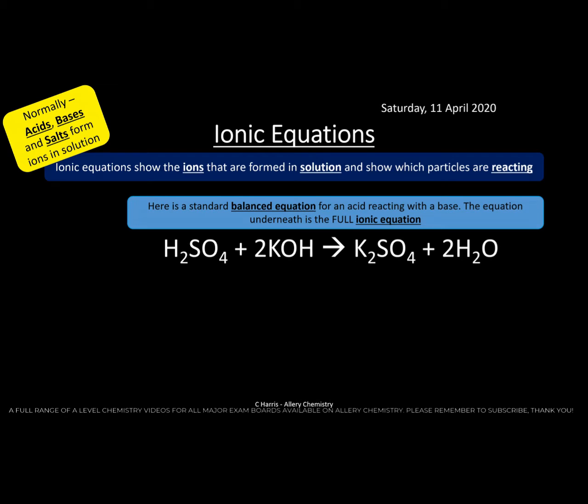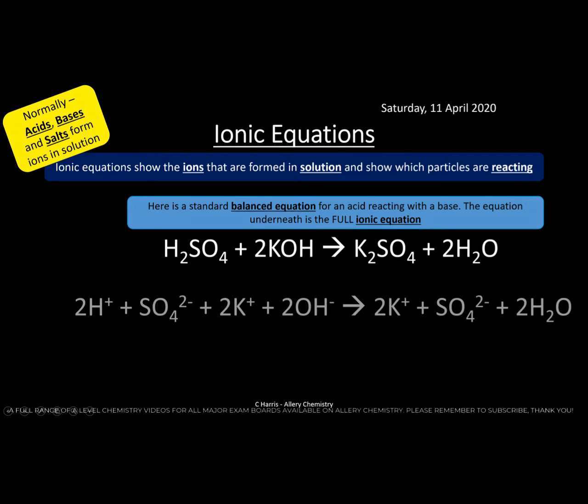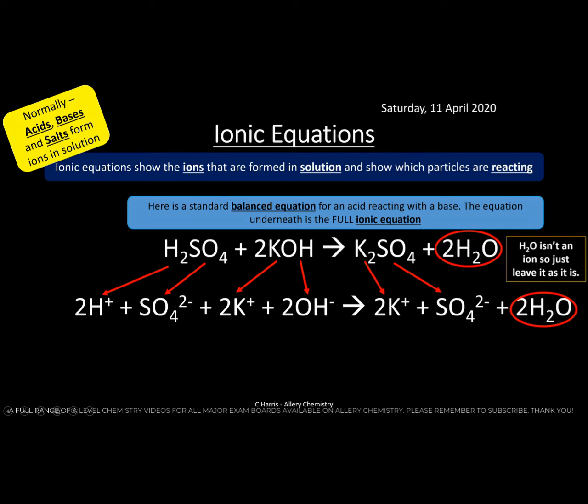So we've got a balanced equation here, and this is an acid reacting with a base. So in this case, this is sulfuric acid here, reacting with potassium hydroxide, and that'll form potassium sulfate and water, so that's salt plus water. So what we can do is we can split these components up into their ions if we can. So H2SO4 can be broken up into H+ and SO4 2-.